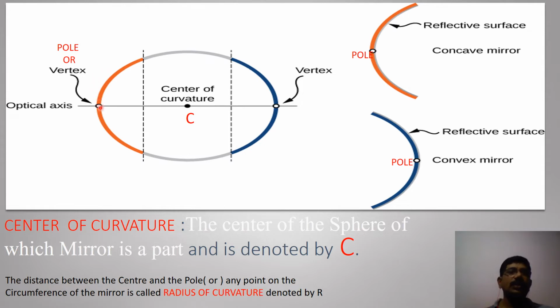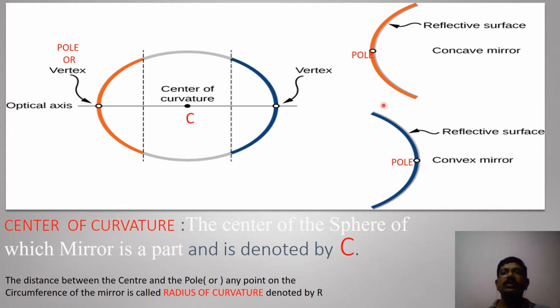So the center of this convex mirror is here. How can we define the center of curvature? The center of curvature is defined as the center of the sphere of which the mirror is a part. The mirror is a part because you have taken this portion from the hollow sphere. So the center of the sphere of which the mirror is a part is known as the center of curvature and is denoted by C.